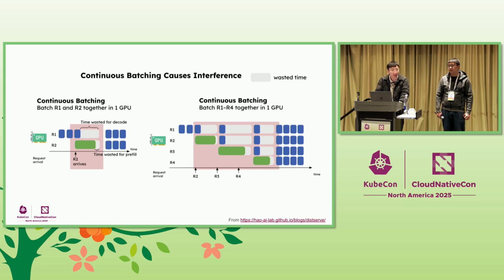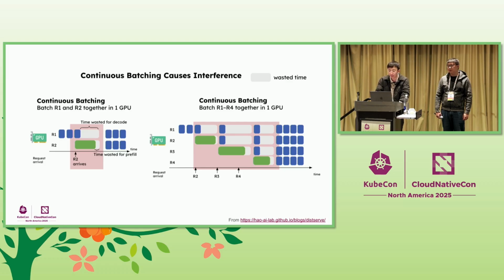Modern inference engines like vLLM use continuous batching, which batches prefill and decode together from multiple concurrent requests into a single GPU cycle to increase token throughput and maintain maximum GPU utilization. For example, on your left, there's request 1, or R1, which is in its decode phase, happily generating tokens for the user. Then R2 arrives.